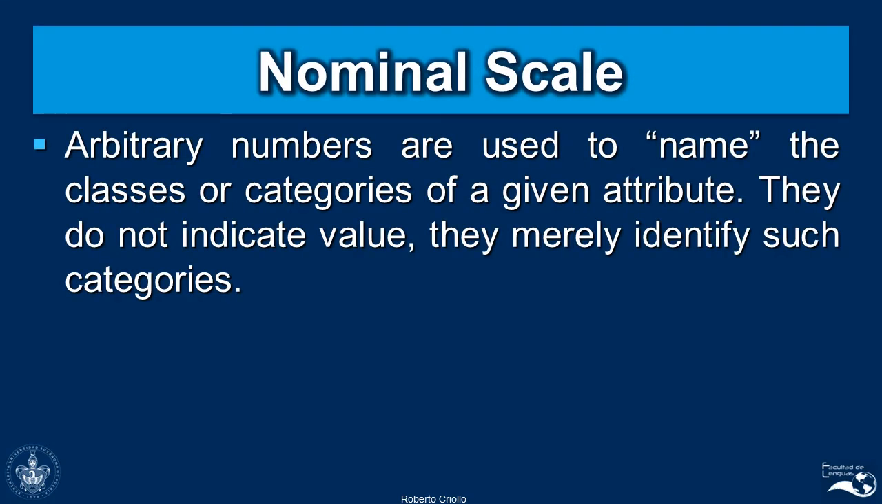The first kind of scale is the nominal scale. Now in this one, arbitrary numbers are used to name or represent different classes or categories that are given of an attribute. Okay, so these numbers do not indicate value, they just identify the categories.